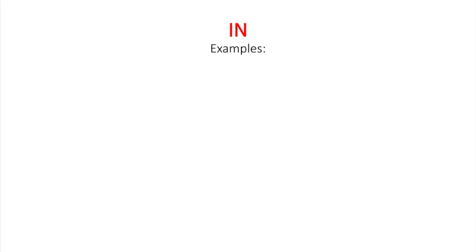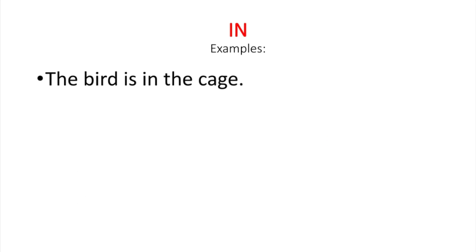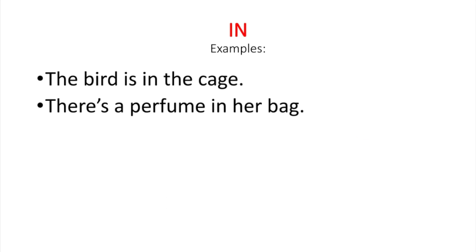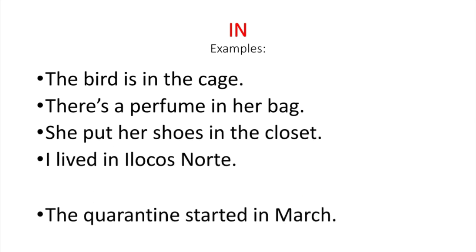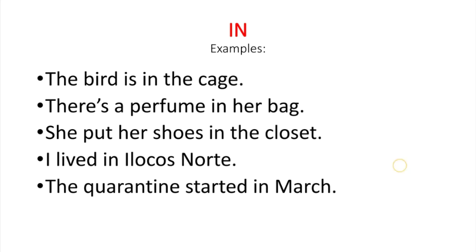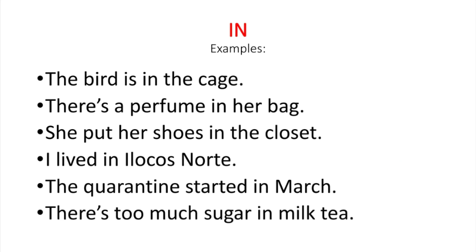So now, let us take a look at some examples of sentences using the preposition in. Remember that when you are using the preposition in, you are indicating the position of something in relation to what surrounds it. You may also use this for years, months, seasons, centuries, and longer times of day. Examples are, the bird is in the cage. There's a perfume in her bag. She put her shoes in the closet. I lived in Ilocos Norte. The quarantine started in March. There's too much sugar in milk tea.